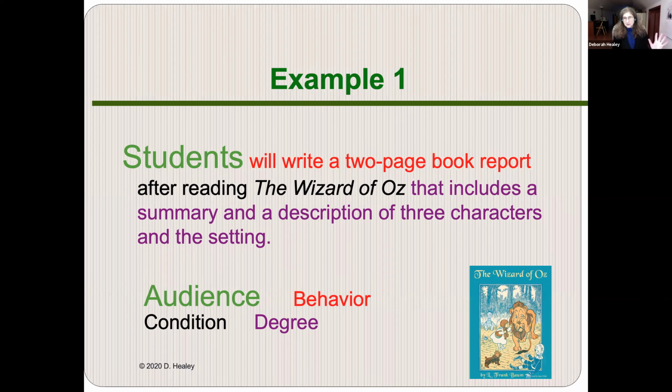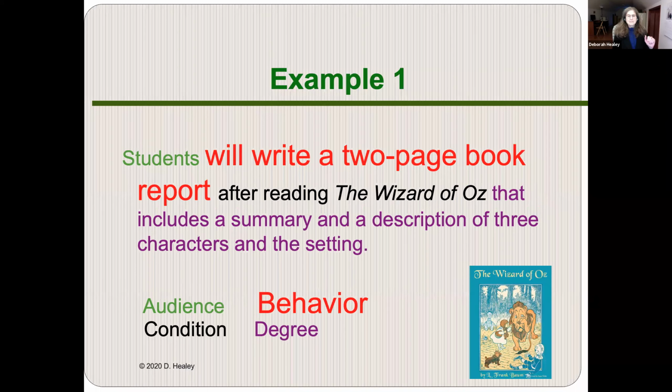So as you see here, let me highlight that. The students are your audience. If they're your students, students is sufficient. If you're, as I said before, writing an objective for other people to read, you'll want to say a little bit more. What's their English level? What's their age? What are the important characteristics of these students? But for your own objective, students.